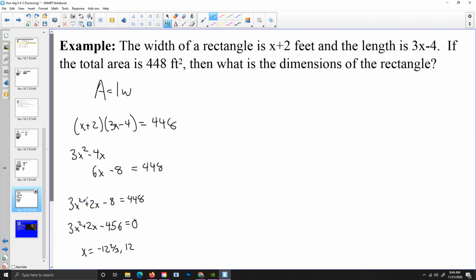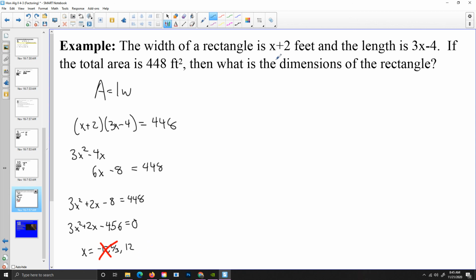Now, this thing is saying, all right, we have a rectangle whose length is x plus 2 feet and its width is 3x minus 4 feet. The problem here is that this particular solution, this negative 12 and 2/3, makes sense in the context of the algebra. It doesn't make sense in the context of the problem. In the context of this problem, only a positive length makes sense.